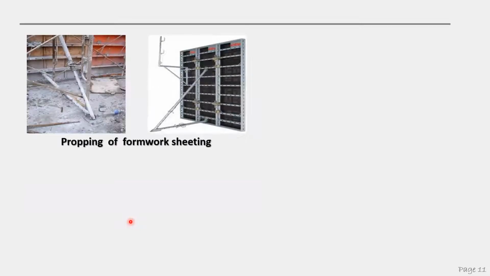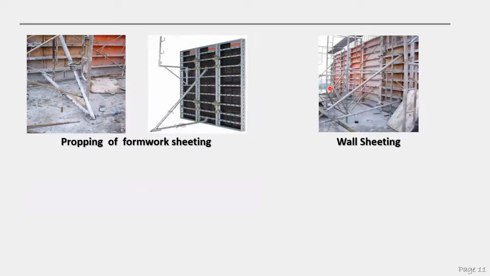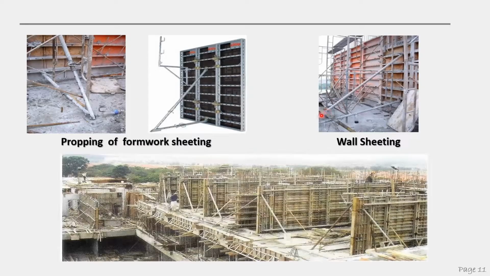Now this is the prop. The prop is to support the formwork sheeting. Sheeting means the wall panel, the single piece from earlier. We call it sheeting. So this is the wall sheeting, the orange one. This is the prop, the strut or propping, for the formwork sheeting.